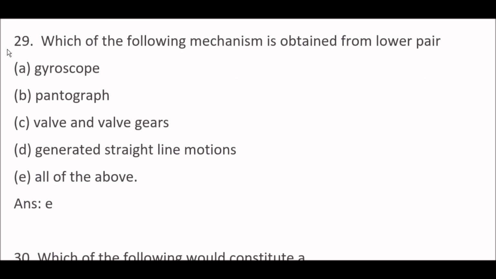Next question. Which of the following mechanisms is obtained from lower pair? Option A, gyroscope; option B, pantograph; option C, valve and valve gears; option D, generated straight line motions; option E, all of the above. Right answer is option E, all of the above. So here mechanisms obtained from lower pair are gyroscope, pantograph, and third one is valve and valve gears. Okay, and generated straight line motions also.